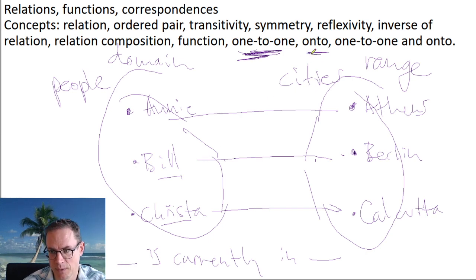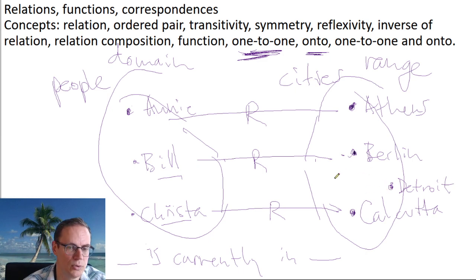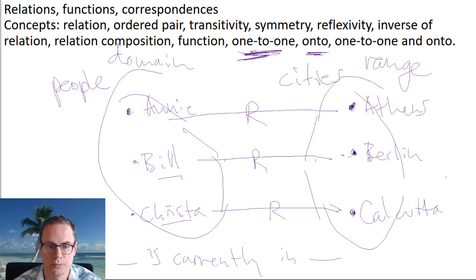Now the cool thing about this particular one, it's also onto, and onto means that all the elements in the range receive an arrow from this relation from the domain. So everything is covered by this particular relation. There are no uncovered cities. If Detroit was here, then the function would not be onto. But there is no Detroit there, so it is onto. And if a function is both one-to-one and onto, now it becomes a correspondence.